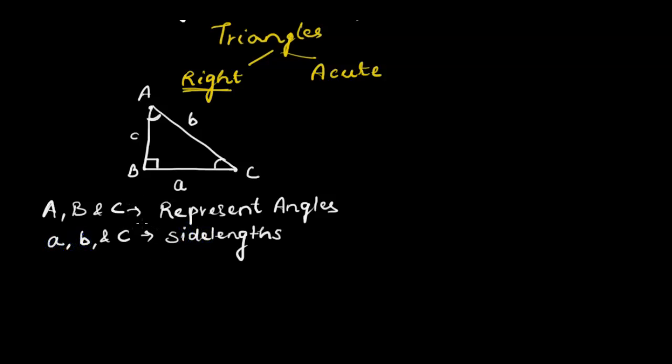So in case we have to find side lengths using the angles, or vice versa, that is finding angles with the help of side lengths, then what comes in handy is trigonometry, because trigonometry helps us find the relationship between the side lengths of a triangle and the angles. And then we can use that relationship to find any unknown side length or unknown angle.